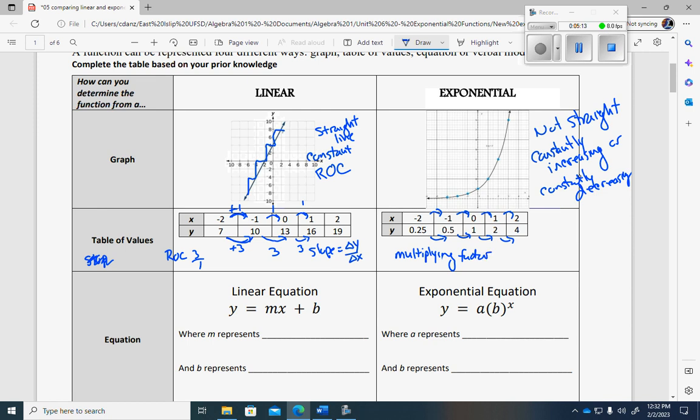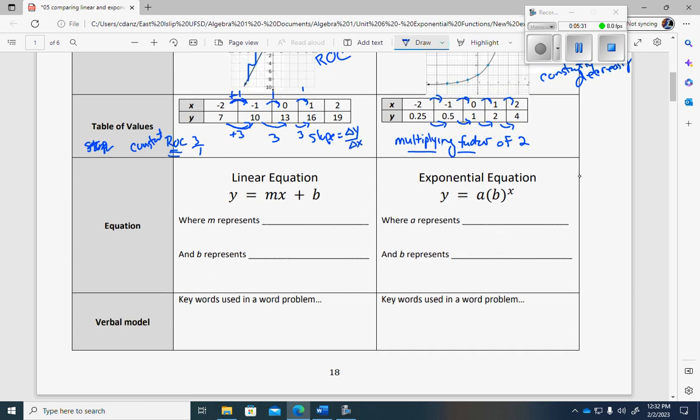And the multiplying factor in this case is 2. So if you can find a multiplying factor, it makes it exponential. If you can find a constant rate of change, then it's linear. If we look at the equation, linear equations are always in the form of y equals mx plus b. The exponent of the x is a 1 here. If you look at exponential equations, the x is the exponent, right? So that's a big difference.